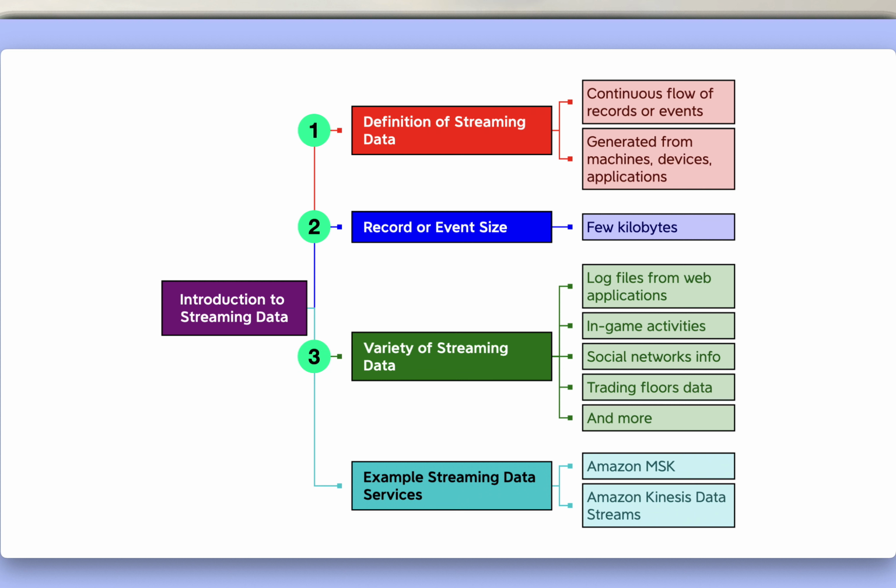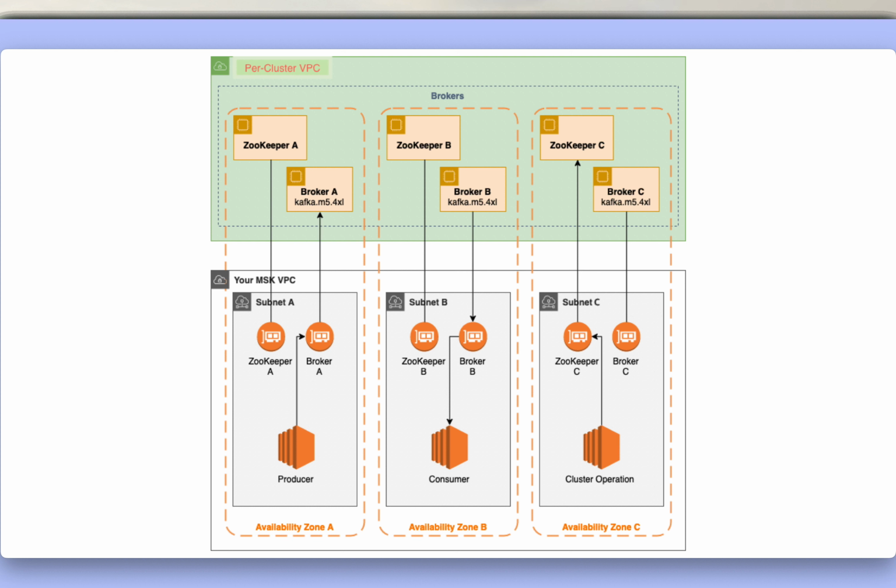3. Variety of streaming data. Streaming data can come from numerous sources like log files from web applications, in-game activities, social networks info, trading floors data, and more. 4. Example streaming data services. Services like Amazon MSK and Amazon Kinesis Data Streams are specifically designed to facilitate the collection, processing, and delivery of this kind of data. How Amazon MSK works.